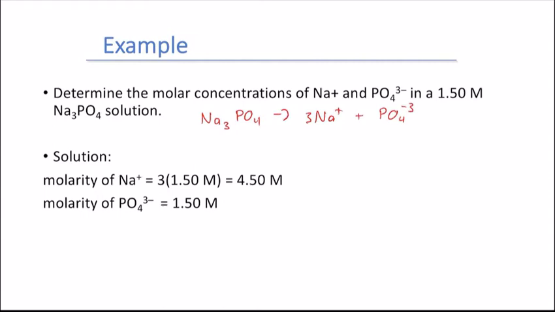And this makes sense because if we take a sodium phosphate, it does break up into 4 different ions. And each ion would have its own concentration.